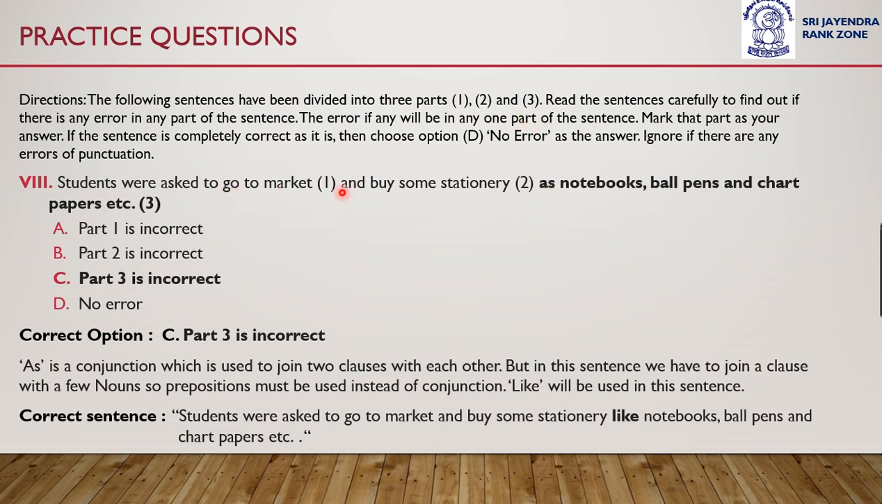Students were asked to go to market and buy some stationery like notebooks, ball pens, and chart papers, etc. We will not use "as" because it is a conjunction and used to join two different clauses, not one clause to nouns. For that purpose, we use prepositions. The correct sentence becomes: students were asked to go to market and buy some stationery like notebooks, ball pens, and chart papers, etc. Option C, part 3 is incorrect.